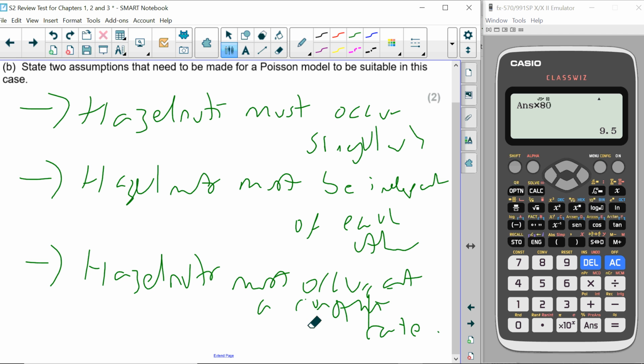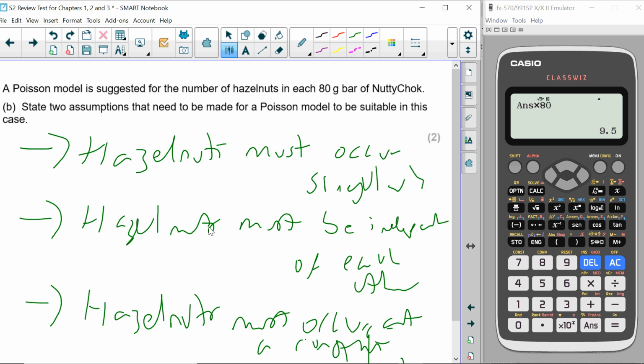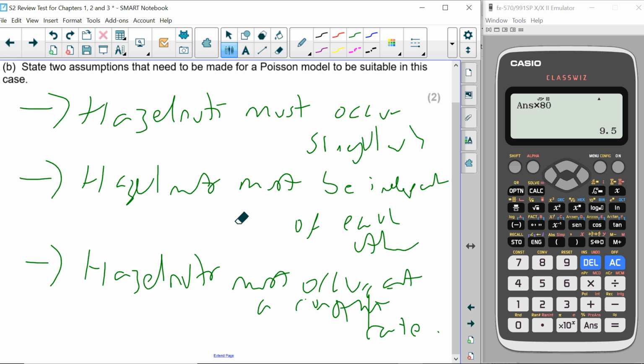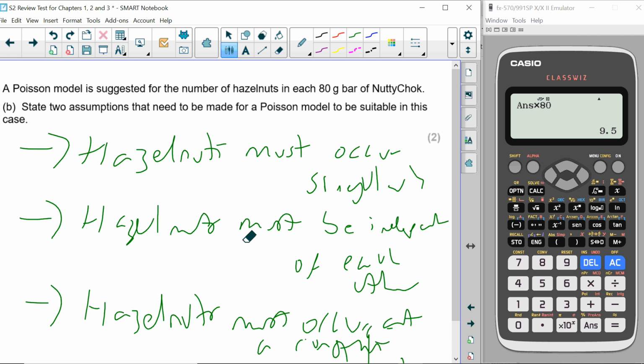Okay, and then you could even, for the Poisson, mention something about the time frame. You could mention that all these occur over a fixed time frame. However, the assumptions that we're making are not really related to the time frame. They're related to these criteria.